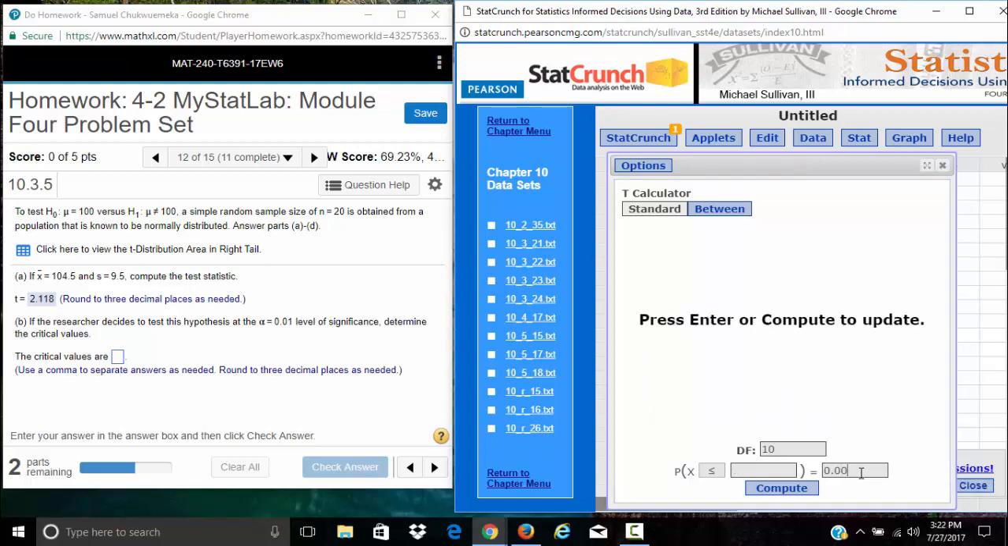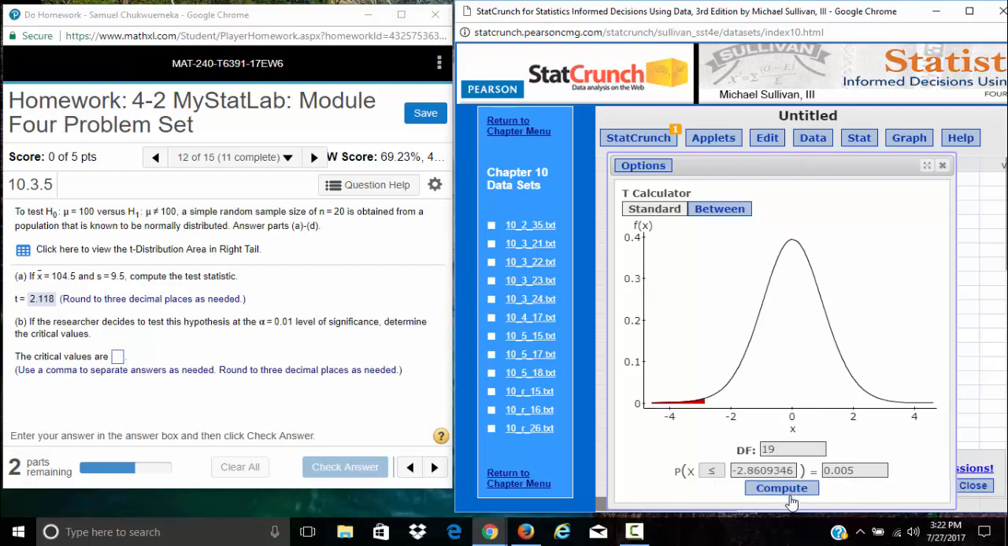0.005. Okay, because remember, you have to divide by 2. If it's a two-tailed test, you have to divide by 2. Degrees of freedom is 20 minus 1, and that is 19. Okay. And you just click compute.